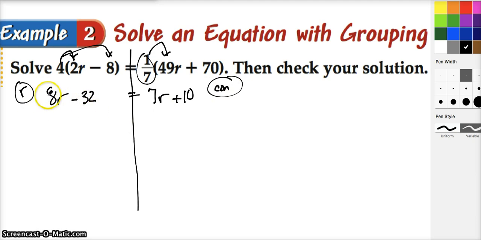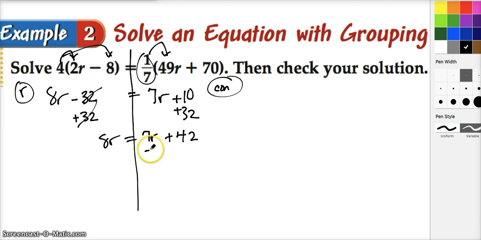So if I'm going to only want r terms here, who has to go? Minus 32 has to go. How do we get rid of minus 32? By doing the opposite and adding 32. What I do to one side, I do to the other. 8r is equal to 7r plus 42.